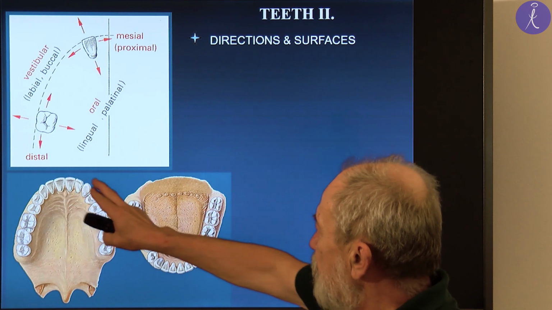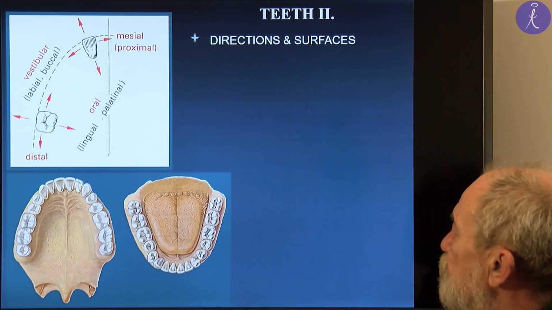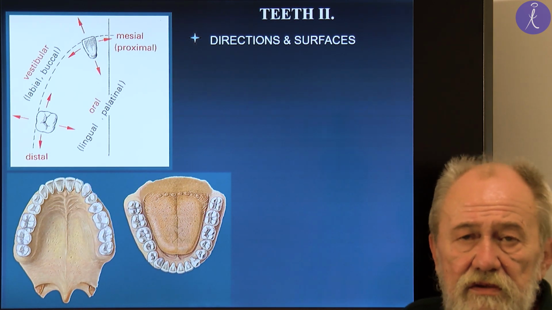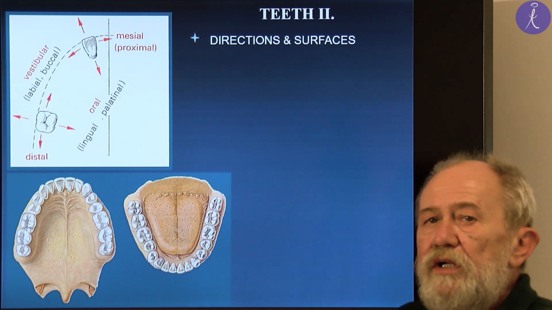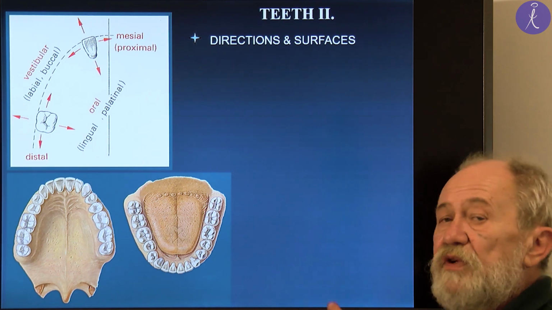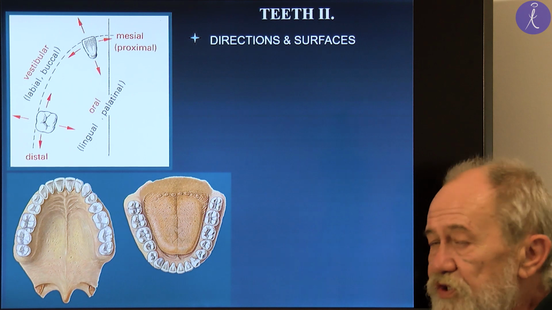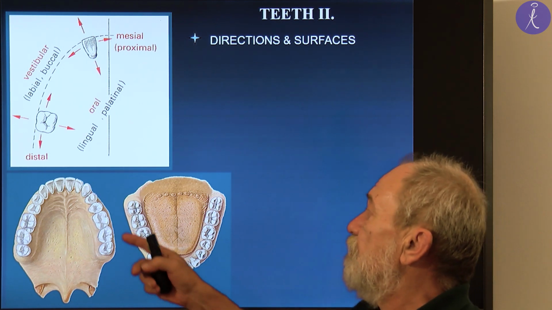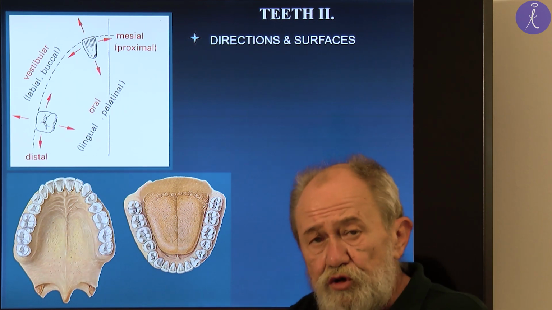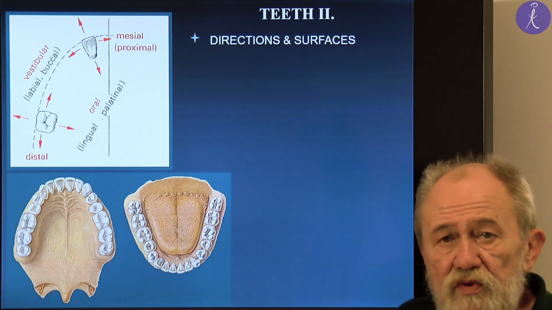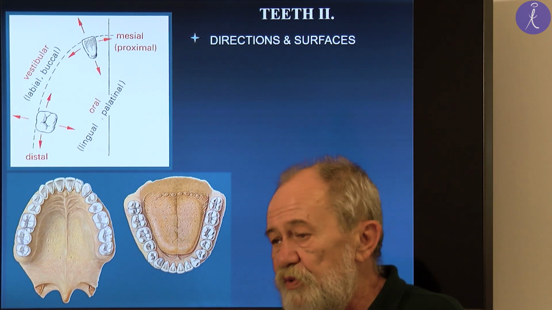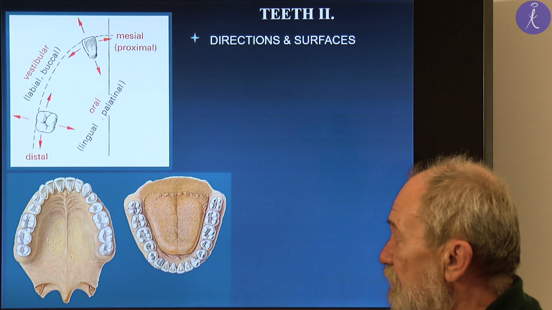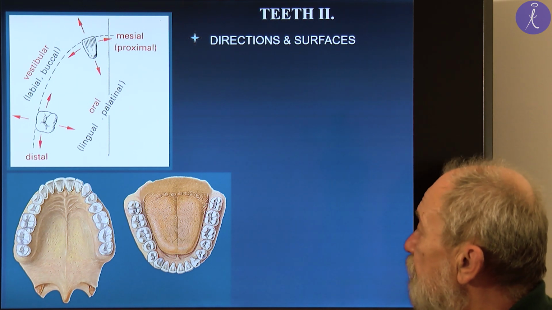Because of the unique arrangement of the teeth, specific terms are to be learned to describe things on the tooth, so-called directional adjectives. The tubercles of the tooth, the roots of the tooth, the position of the root, the position of the tubercle. So everything should be known in detail.